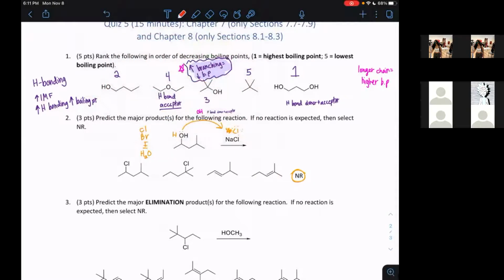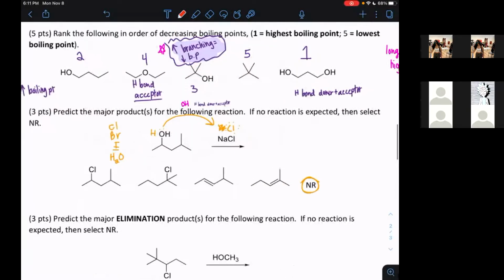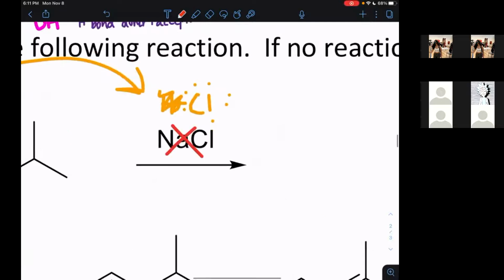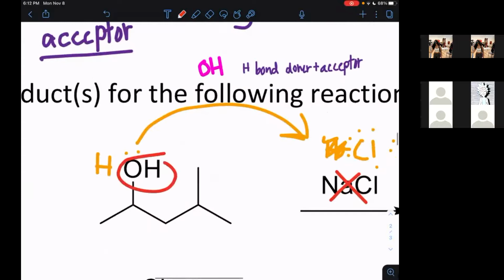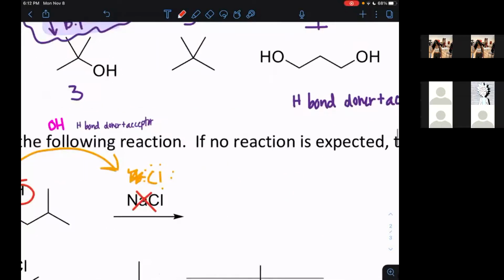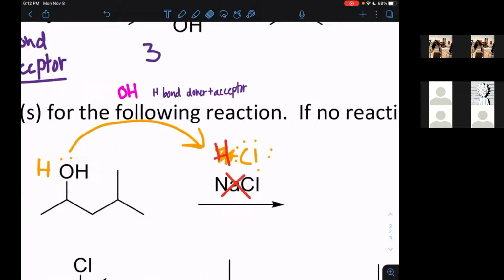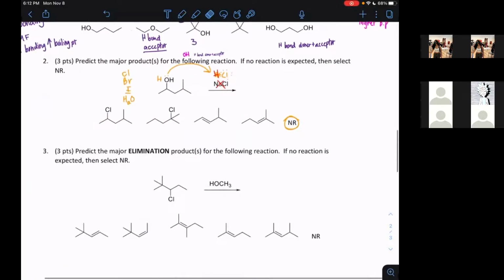So it's no reaction because of the poor leaving group, or just because it's the NaCl? It was both, because the only way that you could turn a poor leaving group into a good one is with HCl. Okay, sweet, thank you. Hypothetically, yes.